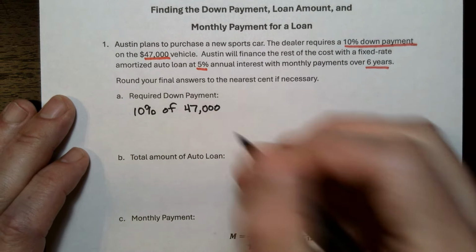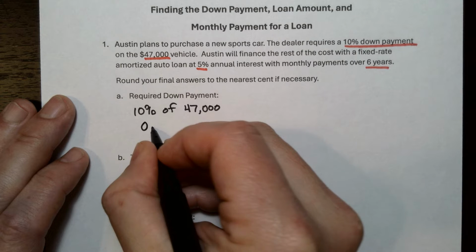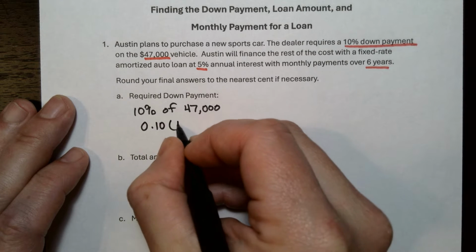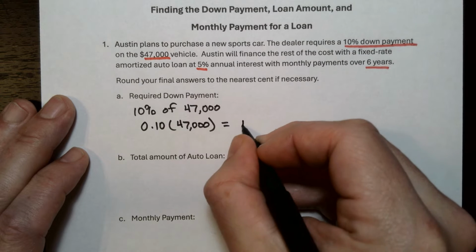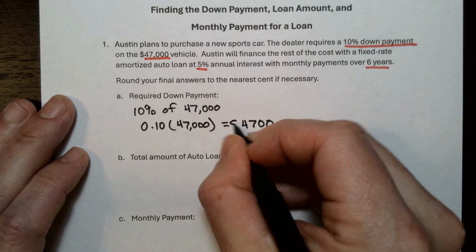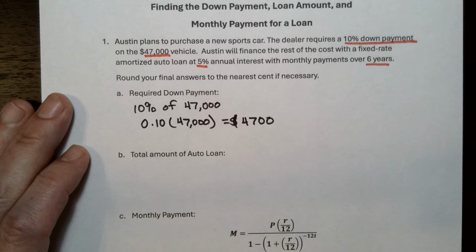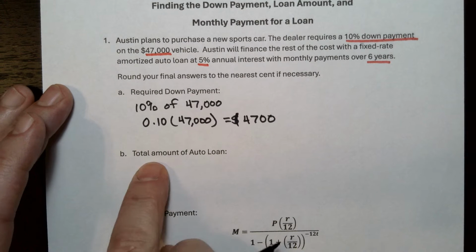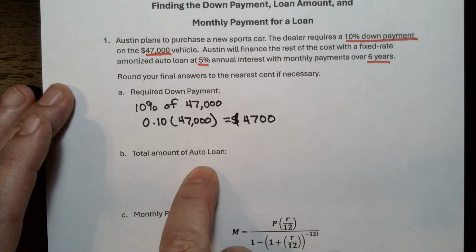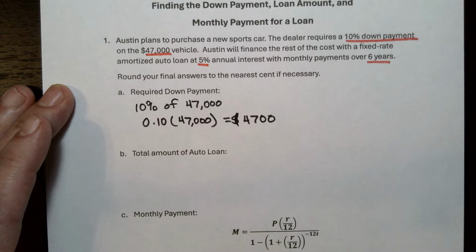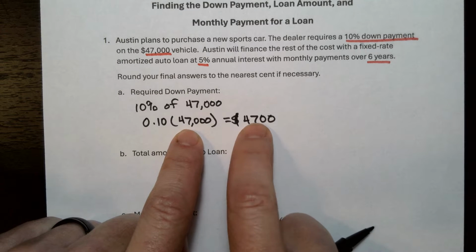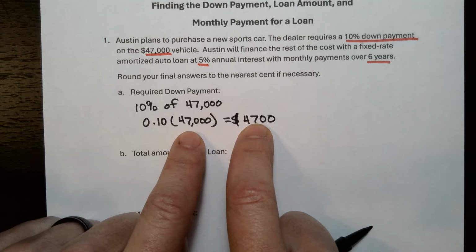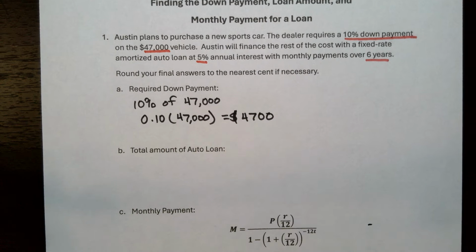If you multiply that, it would be 0.10 times 47,000. Put that into your calculator and you get 4,700. So that's the down payment, 4,700. Now, what is the total amount on the auto loan? Austin paid this amount. The total loan could have been this amount, but he paid 4,700. So the loan is not going to be for the full 47,000. It's going to be less than that.